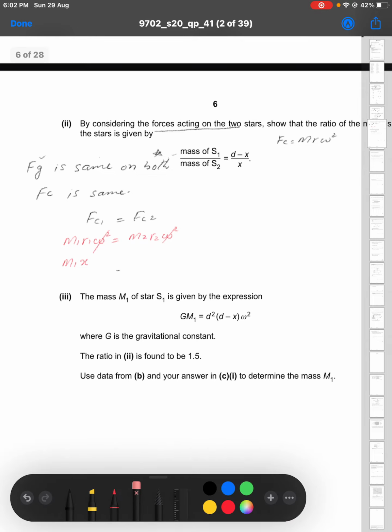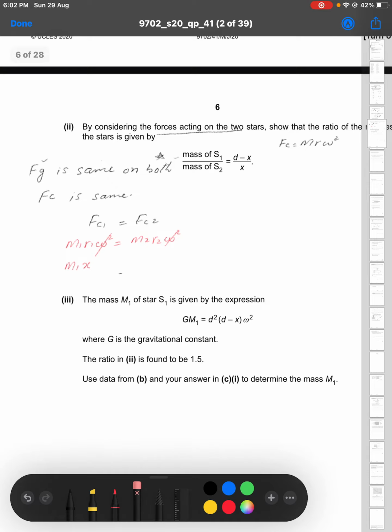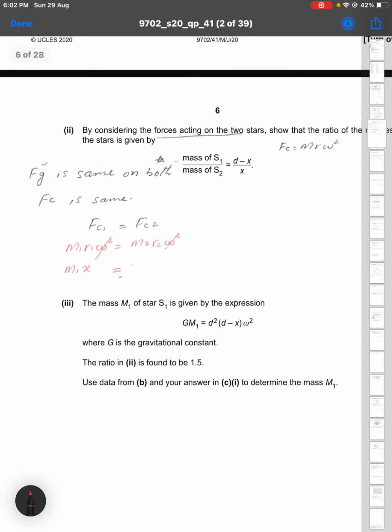So this x1 is equal to m2 d minus x. So let me rearrange. When I rearrange this, then what will be the answer for me? It will be m1 over m2 is equal to d minus x over x. So hence proved.